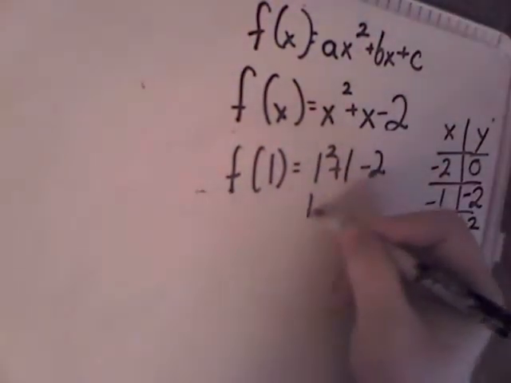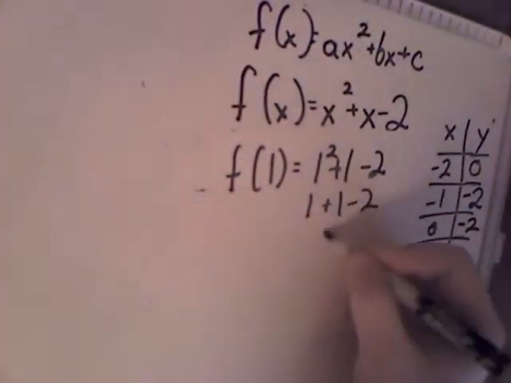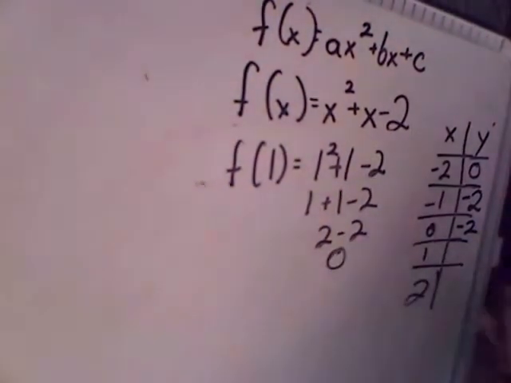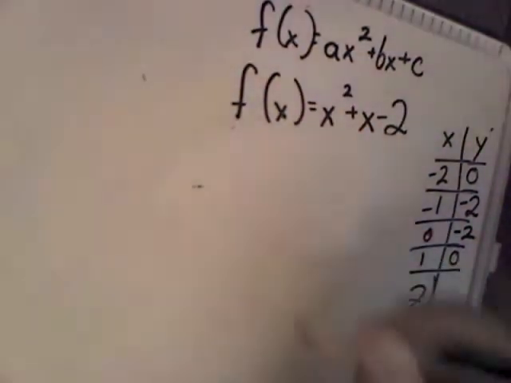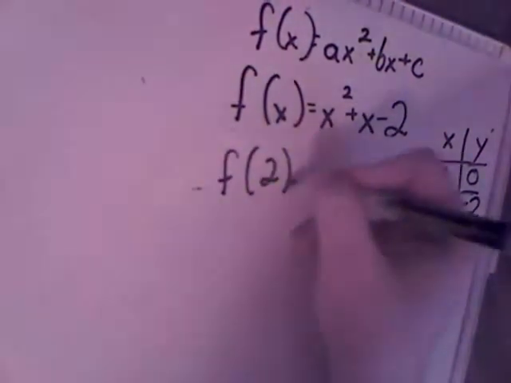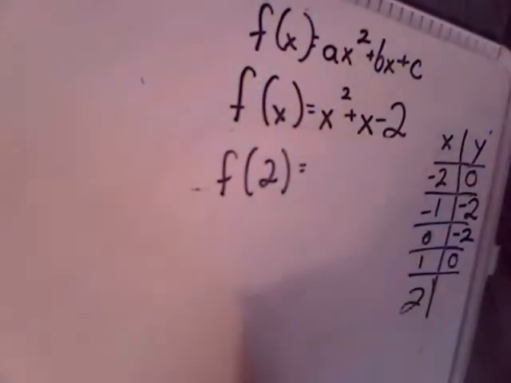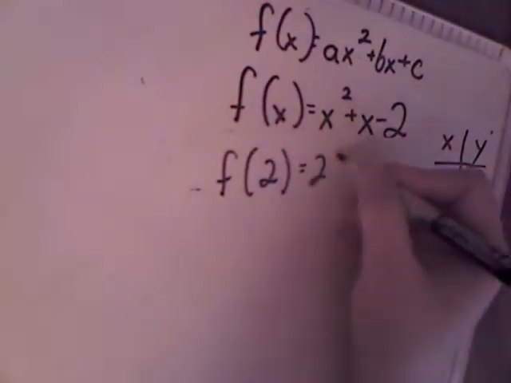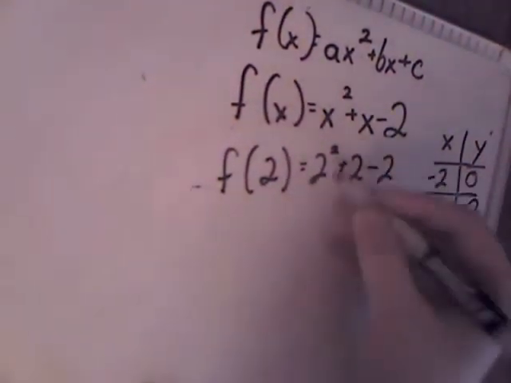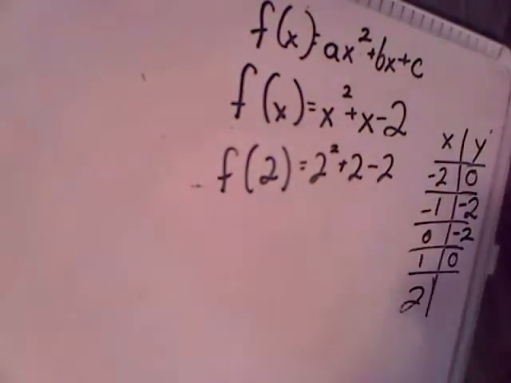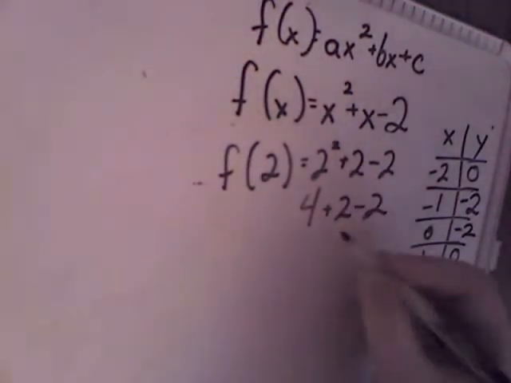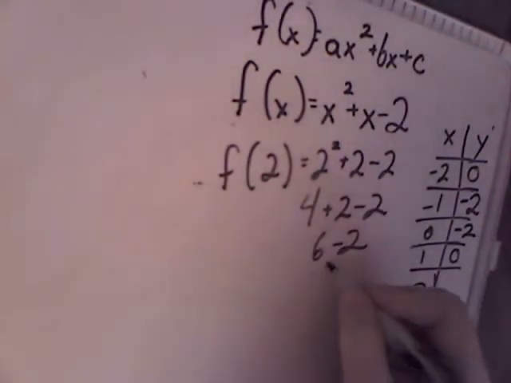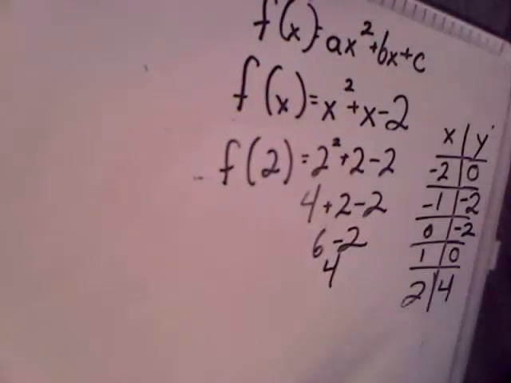1 to the second power is still 1. 1 plus 1 is 2. 2 minus 2 is 0. So I'm going to put in 0 for that number. For the last one, I'm just going to put in 2 for the x value. 2 squared plus 2 minus 2. 2 squared, 2 times 2 is 4. So I'm going to put 4 here, plus 2 minus 2. 4 plus 2 is going to be 6. 6 minus 2 is going to be back to 4.